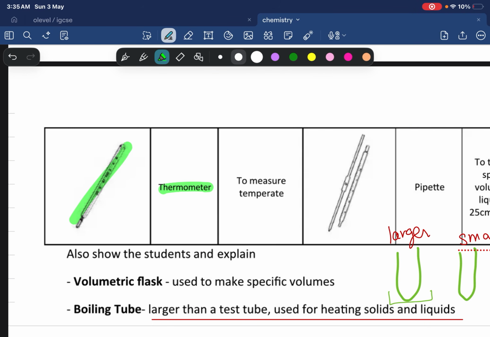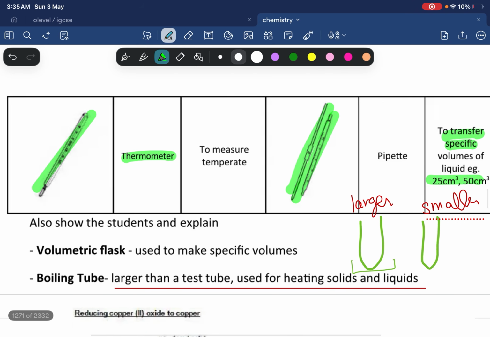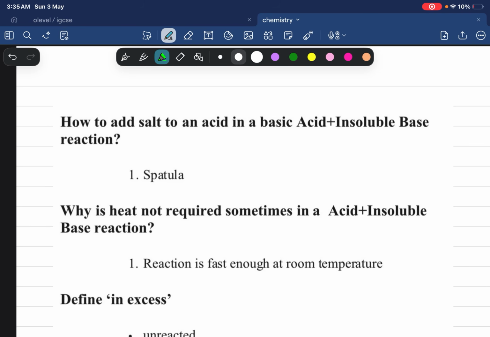A few more. Thermometer, used to measure the temperature, important in heat related experiments. And pipettes, again, they're used to measure very precise volumes like 25 or 50, and they come in fixed volumes. Next thing, we're going to discuss some important questions that the examiner tests a lot and you should have a little knowledge about them.